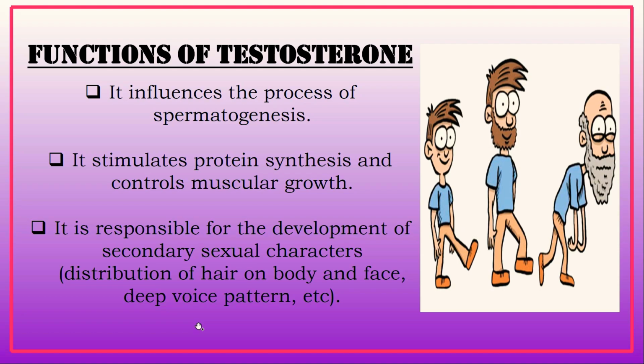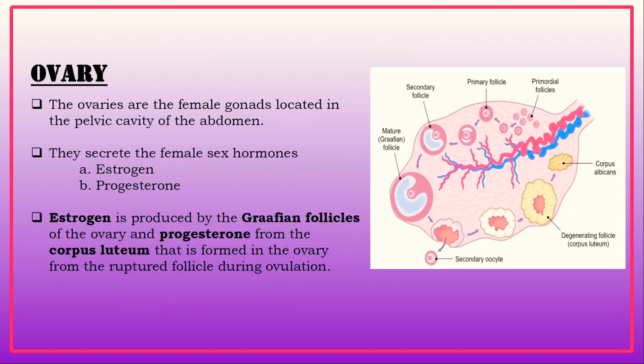What is the function of testosterone? It influences the process of spermatogenesis, that means the production of sperm. The process by which sperms are produced is called spermatogenesis. It stimulates protein synthesis and also controls muscular growth. So in the male body, protein synthesis is more and muscular growth is also more because of this hormone, and it is responsible for the development of secondary sexual characters such as distribution of hair on the face and body, and deep voice pattern, etc.